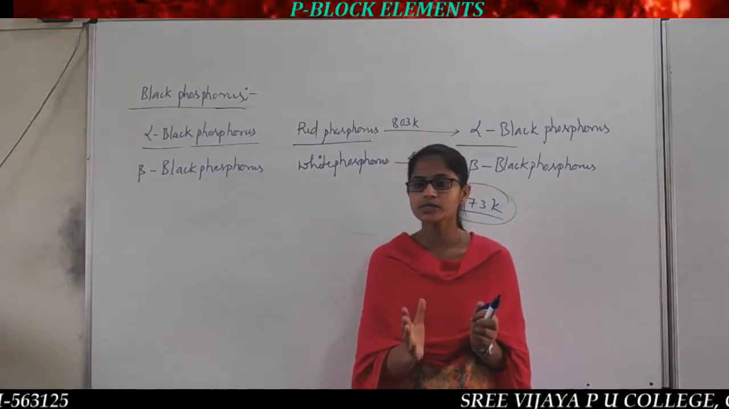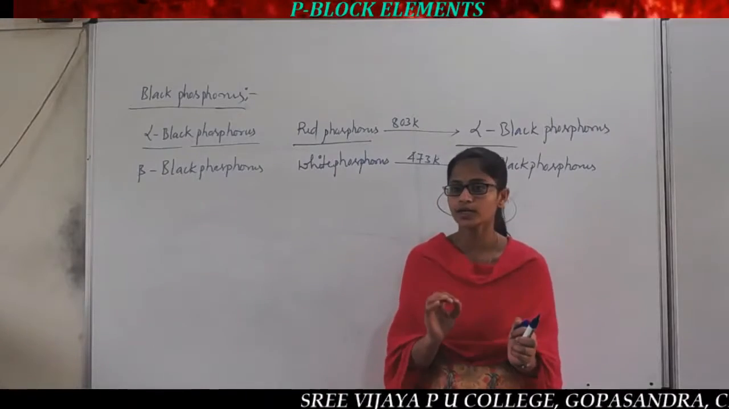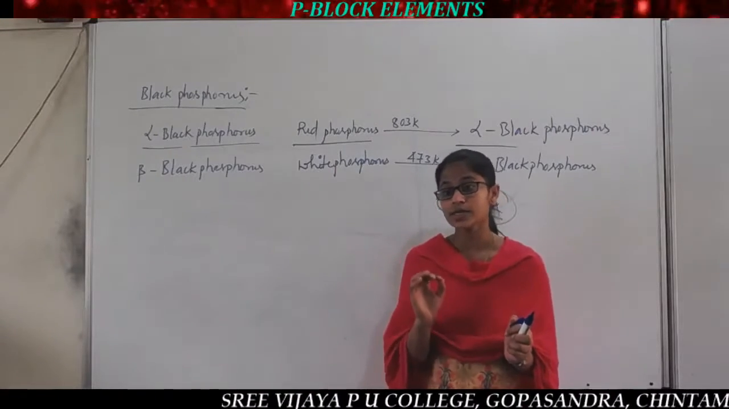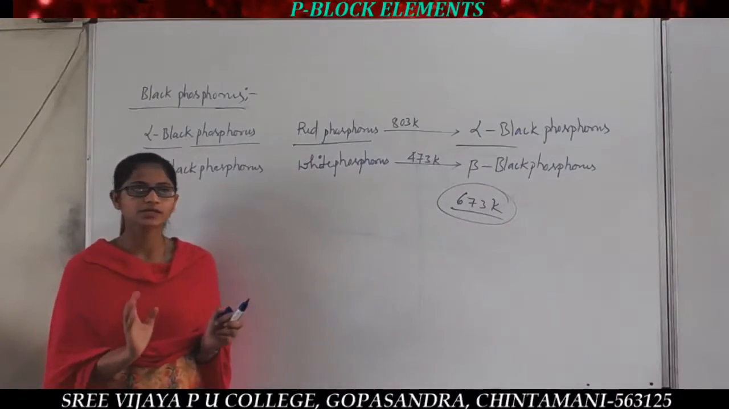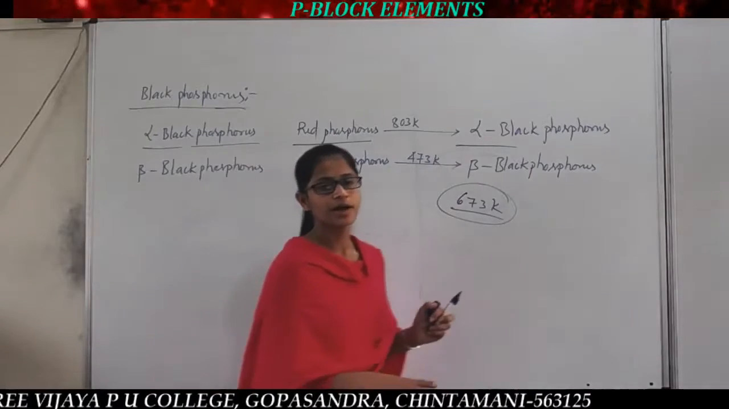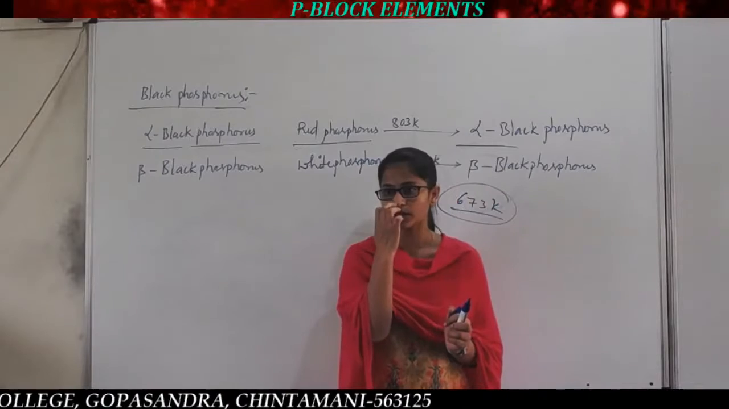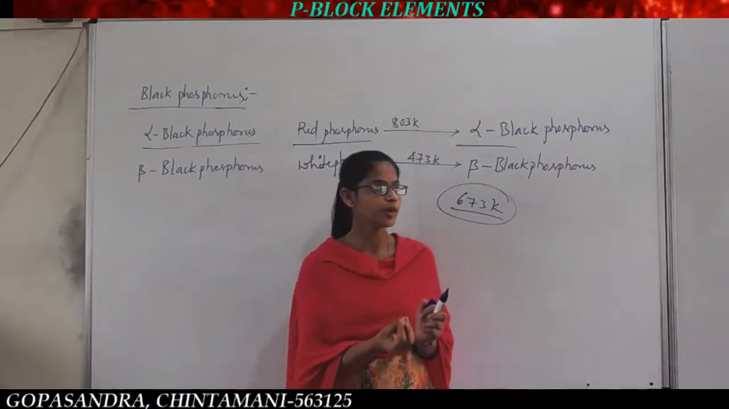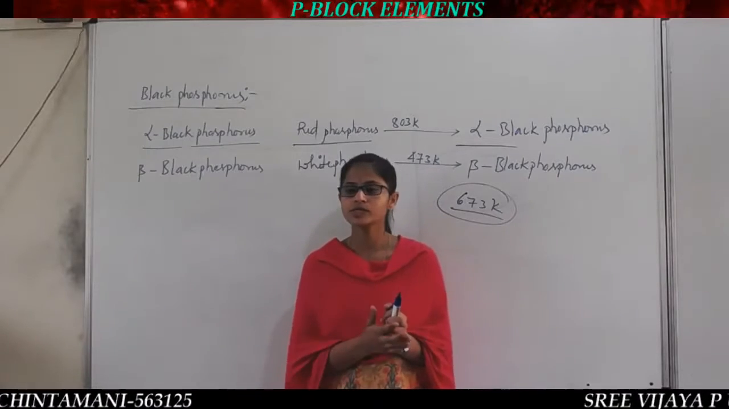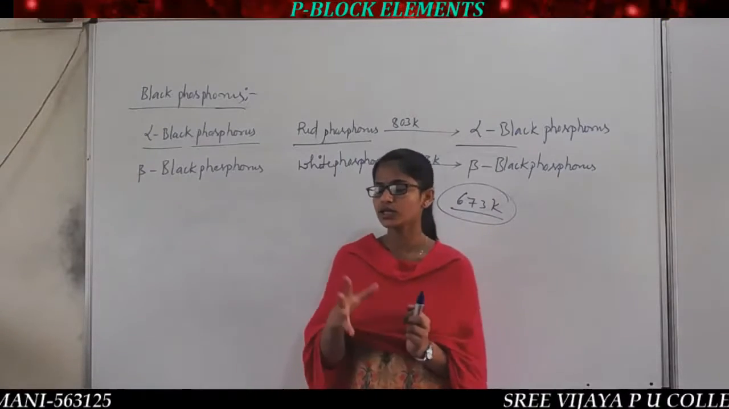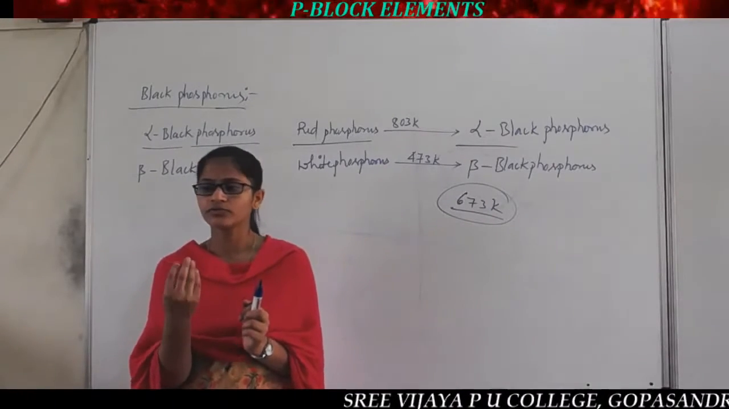White phosphorus does not dissolve in water, but it is soluble in CS2, carbon disulfide. But red phosphorus is not soluble in water or in carbon disulfide. This is very important. White phosphorus is poisonous in nature, but red phosphorus is not poisonous. So these are the differences. It's a 2 mark question; minimum we have to write 4 differences.